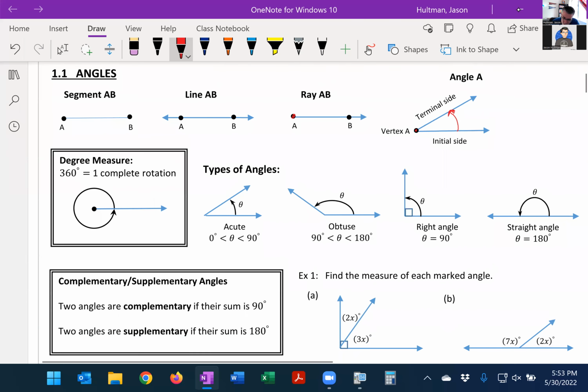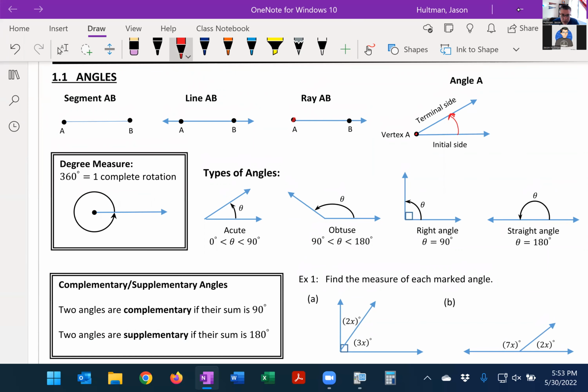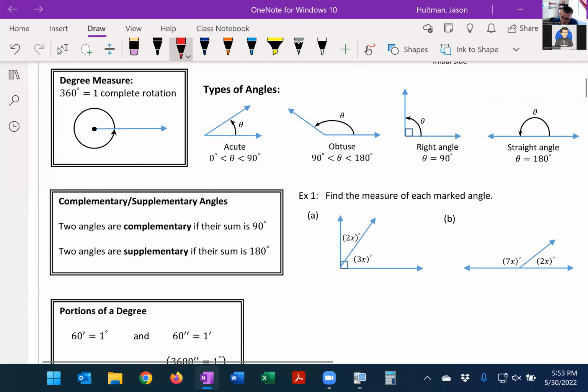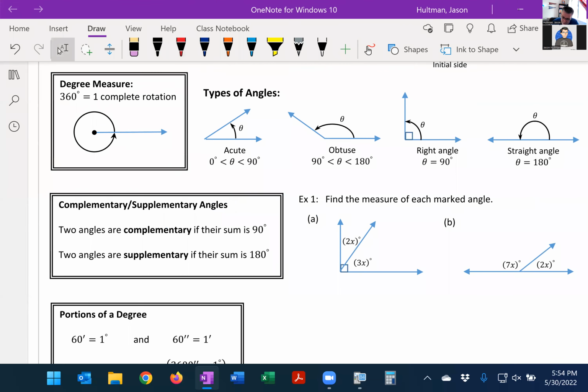Okay, types of angles. Acute angles are 0 to 90. The way I remember that is they're acute little angles, cute little angles. Obtuse is more than 90 to 180. A right angle is a 90-degree angle, and a straight angle is just the angle measure of a line, and that's 180 degrees.